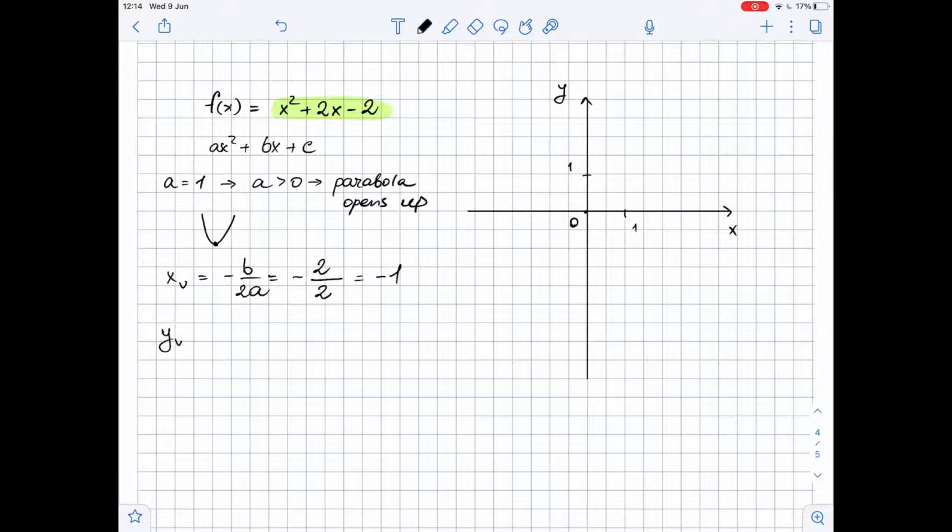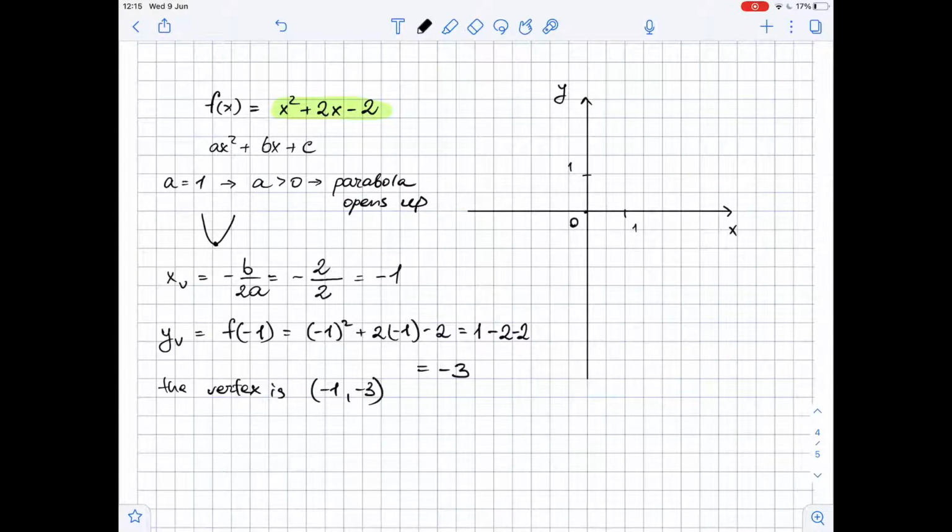To find the y-coordinate of the vertex, we will find f of negative 1, which is negative 1 squared plus 2 times negative 1 minus 2. And this is equal to 1 minus 2 minus 2, which is equal to negative 3. So the vertex is negative 1, negative 3.